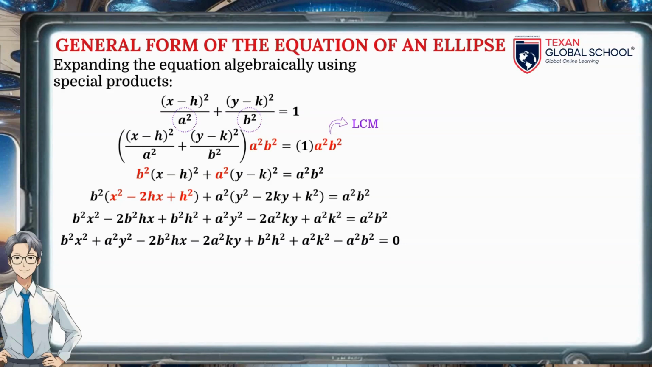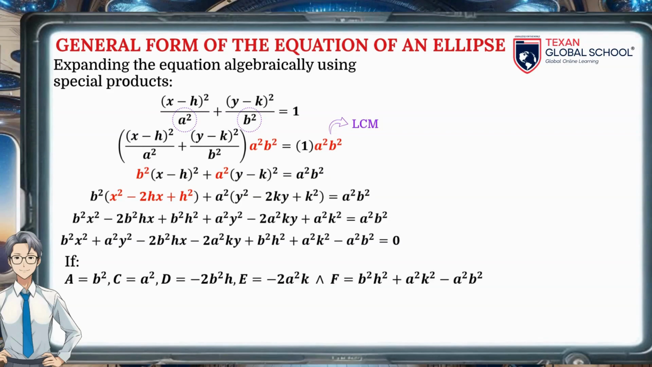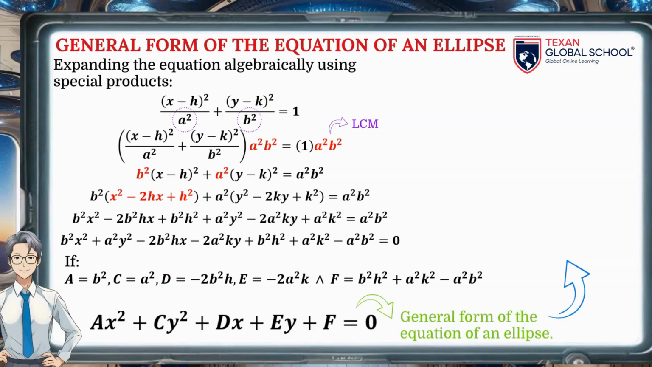Then develop the squared binomials as perfect square trinomials, remembering the class of special products, and again, multiply each term by the external factor. By grouping, assign variables to each group of terms displayed on the board, thus obtaining the general form of the ellipse equation.